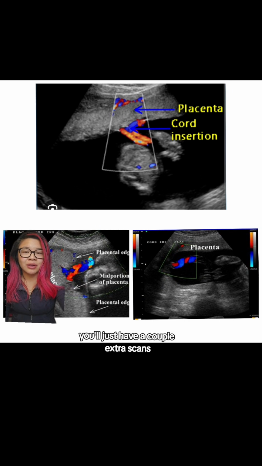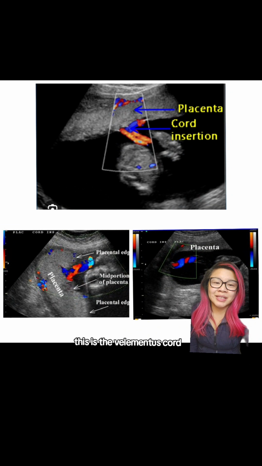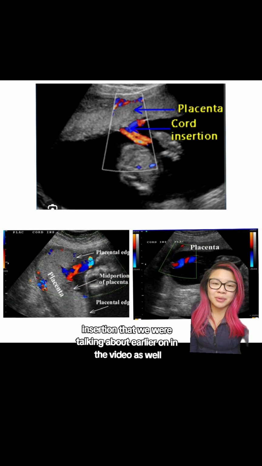And if anything, you'll just have a couple extra scans in the third trimester just to monitor baby and make sure that the growth is doing okay, as well as make sure that there are no other complications because of the marginal cord insertion.